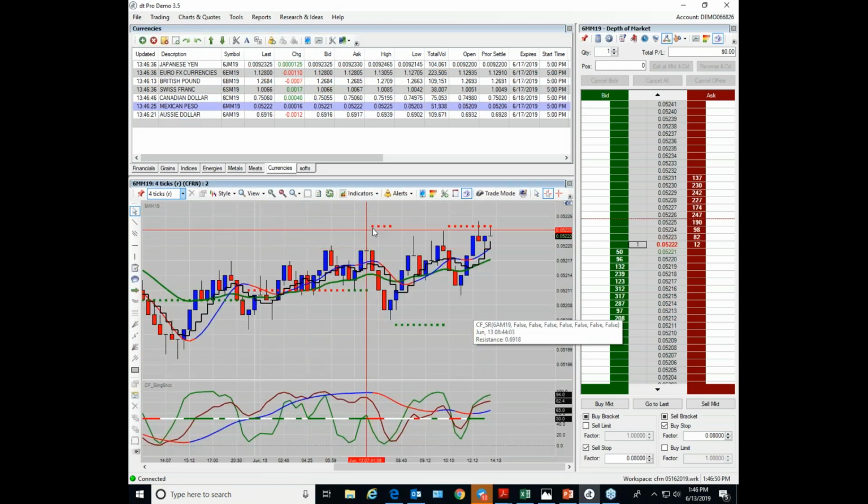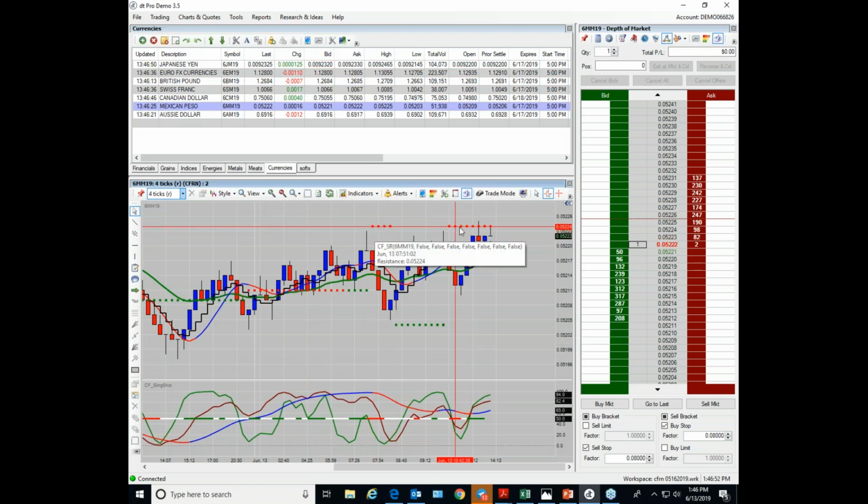Mexican peso, dynamic resistance, side by side. Same with the peaks here. Okay, nothing to do unless we get over dynamic resistance levels.